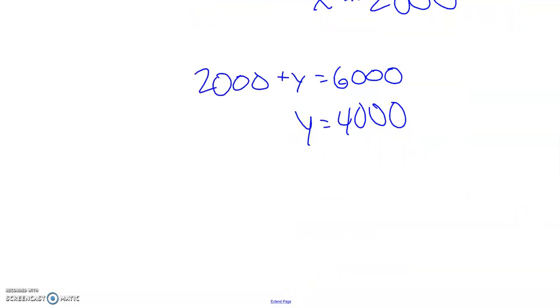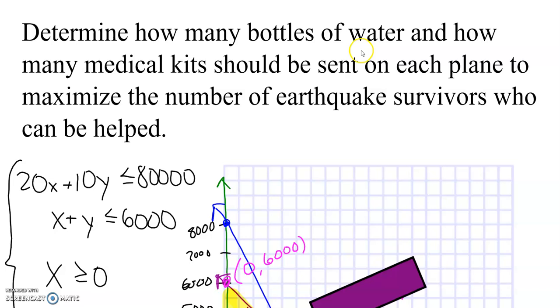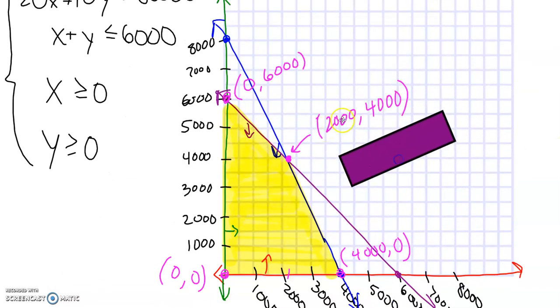So it looks like this point should be at 2,000, 4,000, which looks like my lines were just a little off when I drew them. I guess these lines aren't perfectly straight, but it's right there, which seems reasonable.